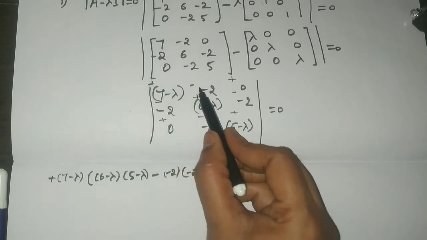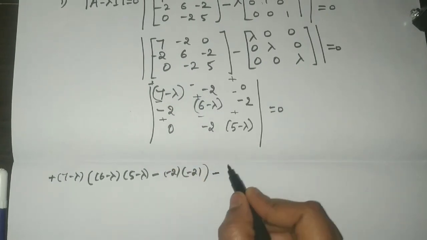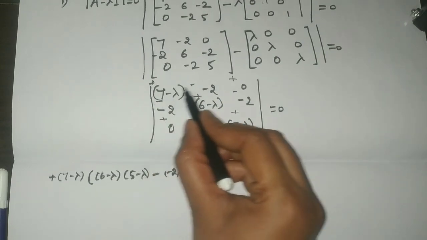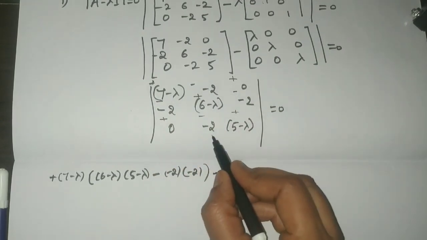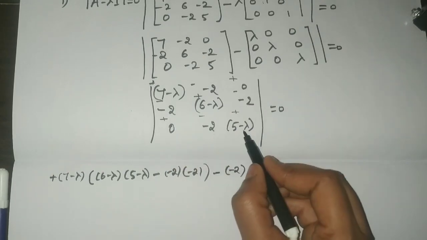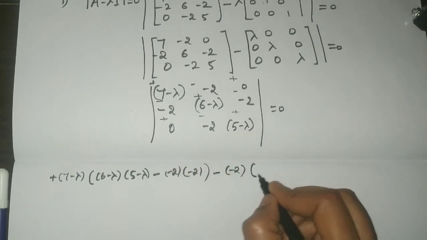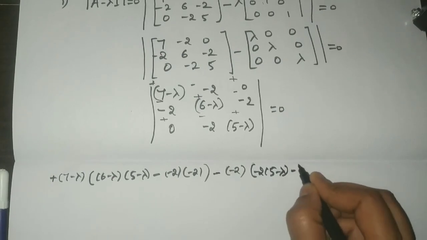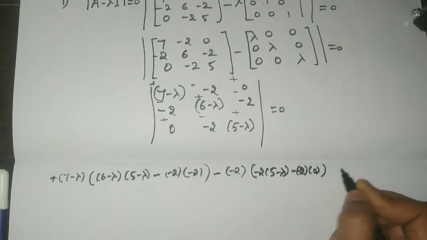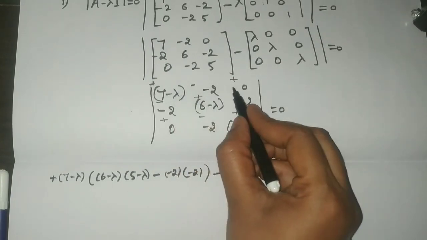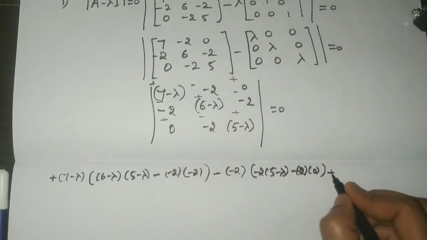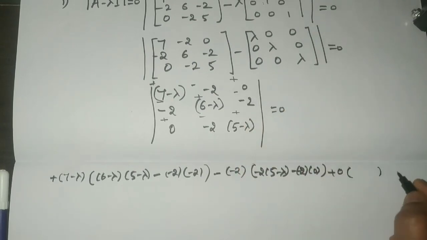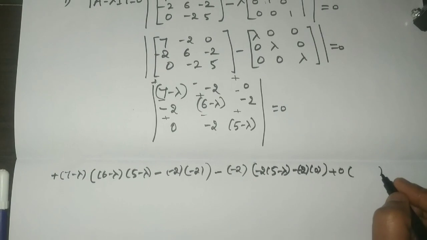So here the first is positive, the second element should be negative, so it's minus, and your second element is minus 2. So leave the first row and the second column. For the other elements you take the minor diagonal. So it is minus 2 into 5 minus lambda, minus of minus 2 into 0. And we go for the last element, which is positive 0. Since this element is 0, the product of that will also be 0. You don't have to write it.